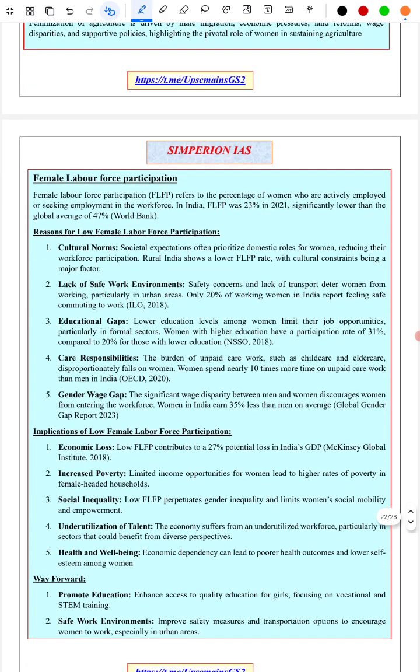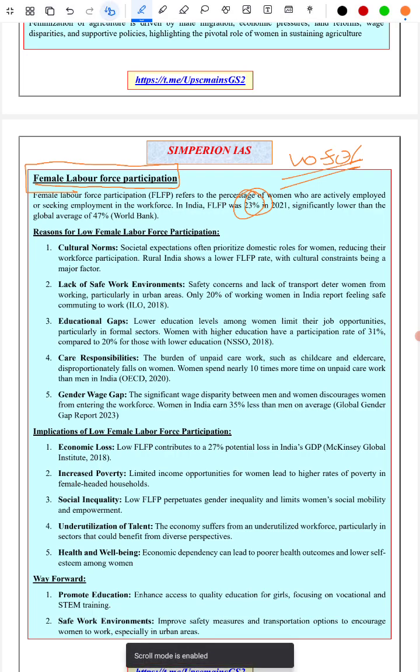Next, we have dealt with a topic related to women, mainly the economy, that is female labor force participation. Why is India one of the lowest in female labor force participation at 23%, while a few other countries have more? Few of the developed countries have around 40 to 50% women participation in the labor force, which is required for India to be developed. What is the negative impact of less female participation in the labor force on India's GDP growth, etc.? We have covered that in detail in this one page.